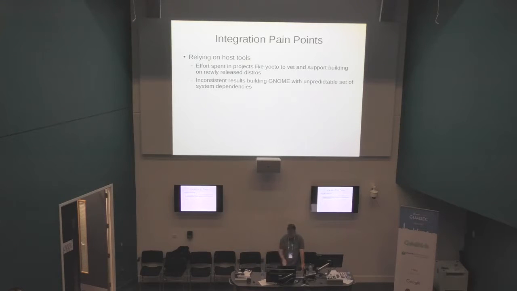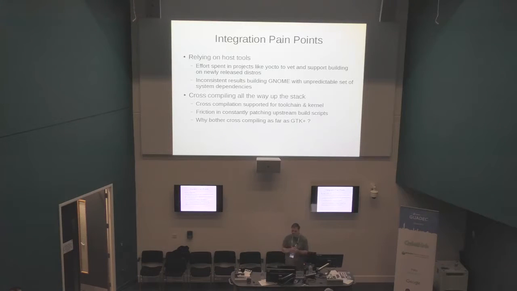And for us, for example, with JH build, it's impossible to say that what I've built on my machine is going to resemble what you built on your machine, even if you built master on the same day, because of host tools. Cross-compiling all the way up the stack is something that I want to hopefully abolish. We have cross-compilation support, and we always will have it for the toolchain, for glibc, GCC, your compiler, your kernel. We're always going to need that for cross-bootstrapping.